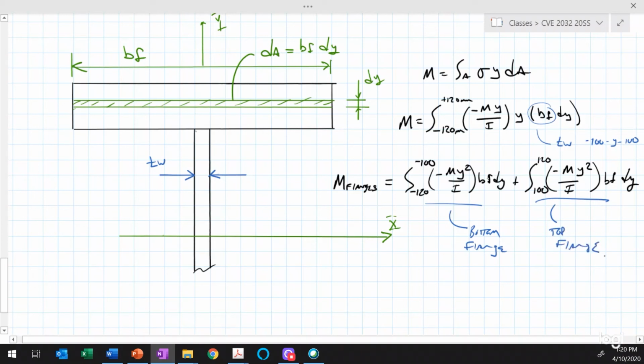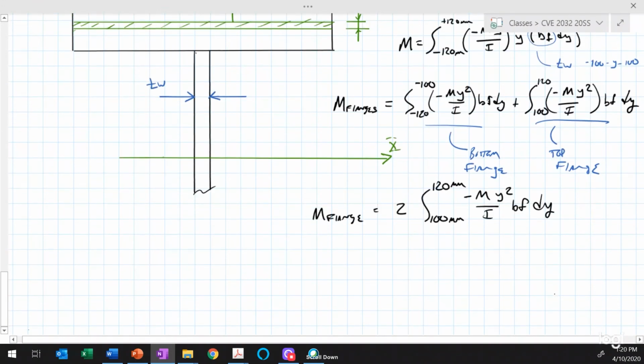And by virtue of symmetry, we can say that the moment carried by both flanges is equal to 2 times the moment carried by one of the flanges. So we'll say 2 times the moment carried by the top flange. That's the integral from 100 millimeters to 120 millimeters of minus M times y squared over I times b sub f times dy.